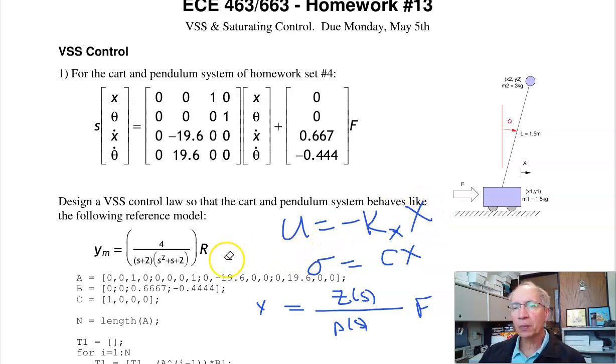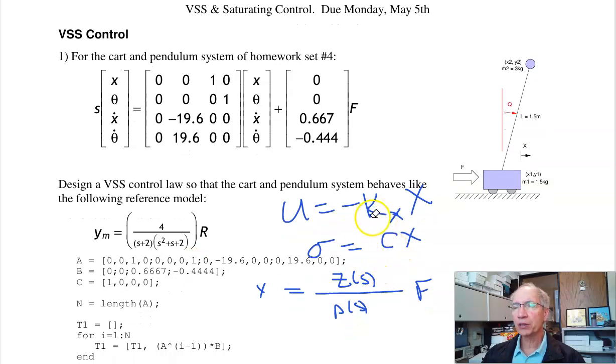In this case, I want to place the zeros, or the closed loop poles, at -2, whatever these roots are. Come up with a control law that does that. Well, the first thing I need to do is find C, or kx. Find C so that the zeros of the transfer function are at -2 and -0.5 plus minus j 1.3-ish.